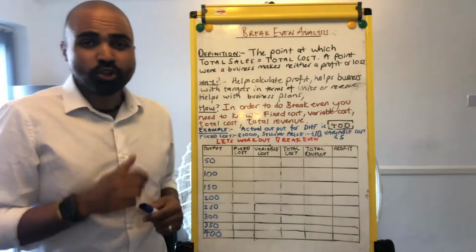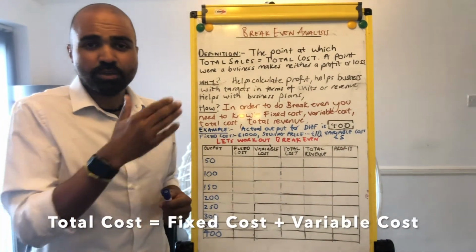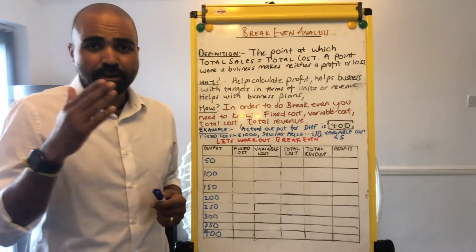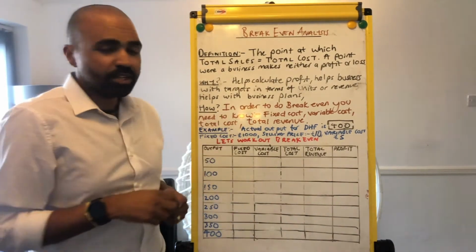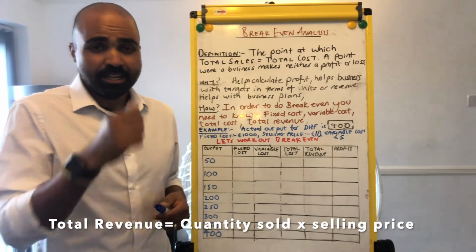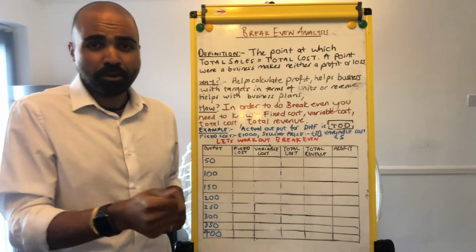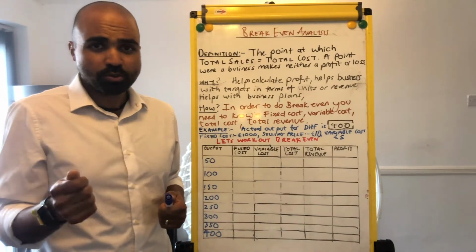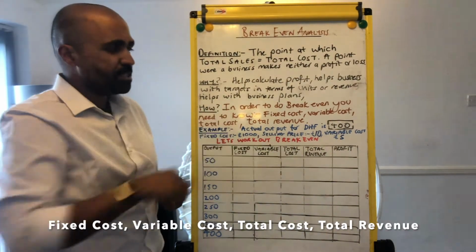You need to know total cost. Total cost is when you add fixed cost plus variable cost. And you also need to know total revenue. And total revenue is calculated by taking selling price, multiplying by your amount sold. So you need to know these key pieces of information.